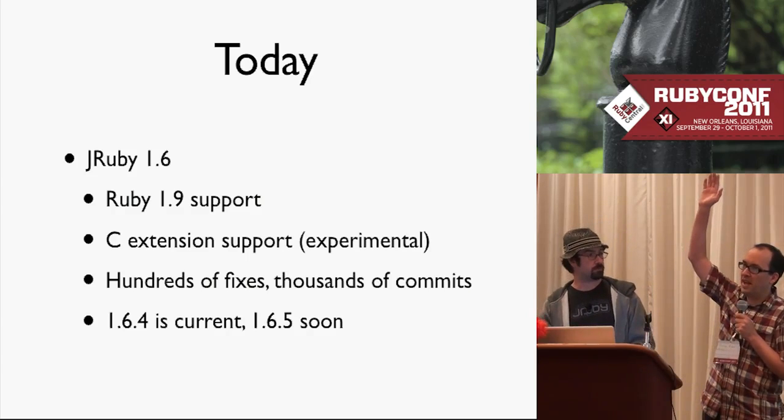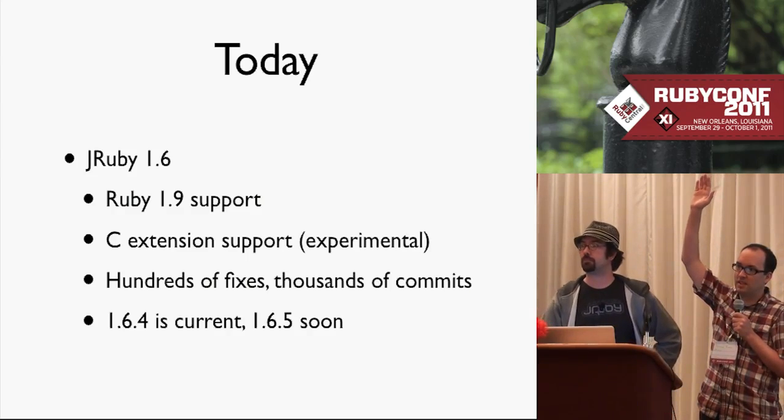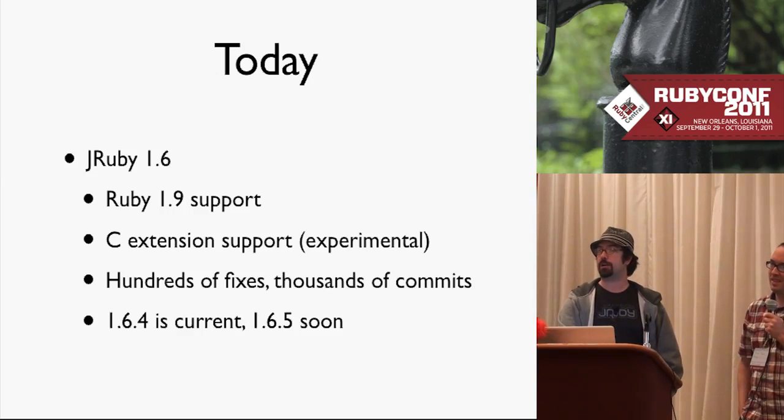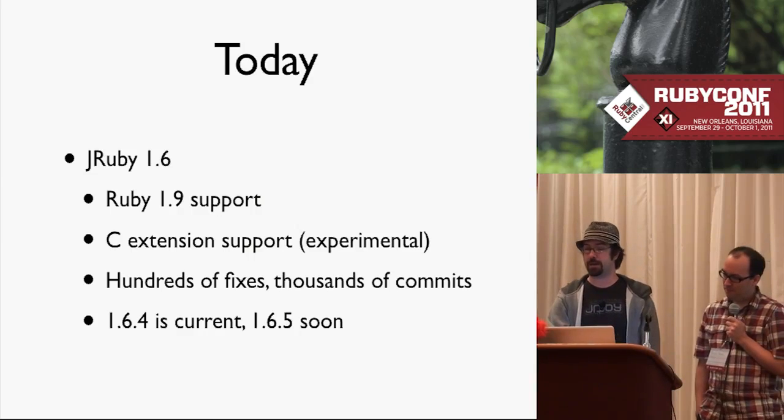Just a quick hand. Is anyone using 1.9 in production with JRuby? Oh, we got a few hands. Anybody running 1.9 production on MRI now? It's getting there. It's definitely picking up. Over the past year, it's definitely become much more likely that people are running 1.9. It's still kind of ramping up, though.